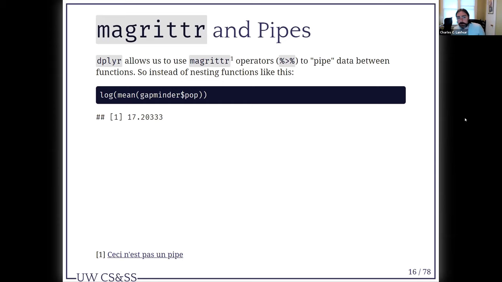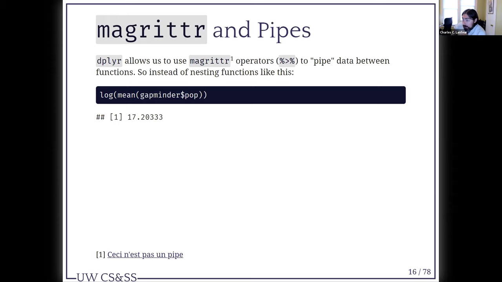Dplyr allows us to use something called the magrittr forward pipe operator to pipe data between functions. The forward pipe operator is a big name for a simple concept, and if you've ever programmed in a scripting language, like bash scripting, you're going to know exactly where this is going. If not, ignore everything I just said. Pipe operators let us take things that are hard for humans to read and break them up into easier to read code. So let's say that what I want to do is take the gapminder data set and then extract the population variable, get its mean, and then take the log of that mean.